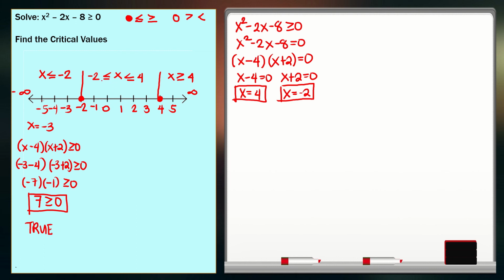Next, we select a number between the boundaries from negative 2 to positive 4. Let's say we're going to use 0. x is equal to 0. So from our factors, 0 minus 4 multiplied by 0 plus 2 is greater than or equal to 0. 0 minus 4, we have negative 4, multiplied by 0 plus 2, that's positive 2, is greater than or equal to 0. Negative 4 times 2, we have negative 8 is greater than or equal to 0. We know that negative 8 is not greater than 0, so therefore this is false.